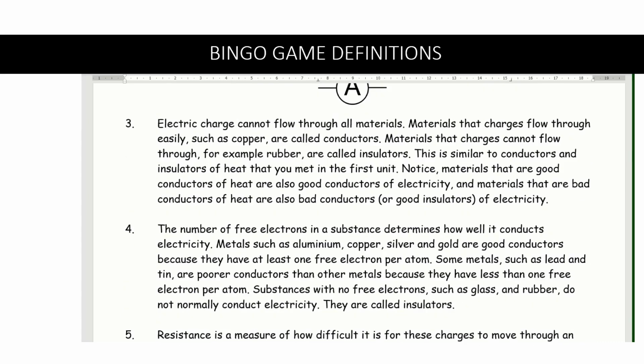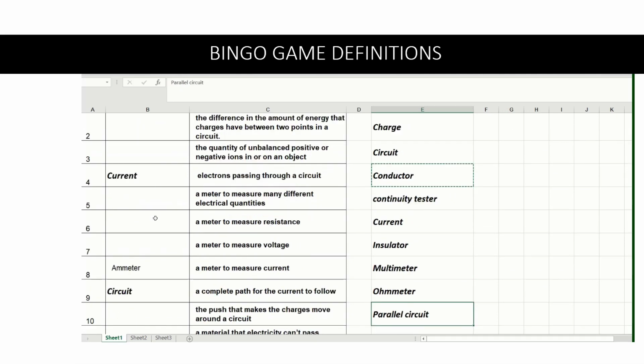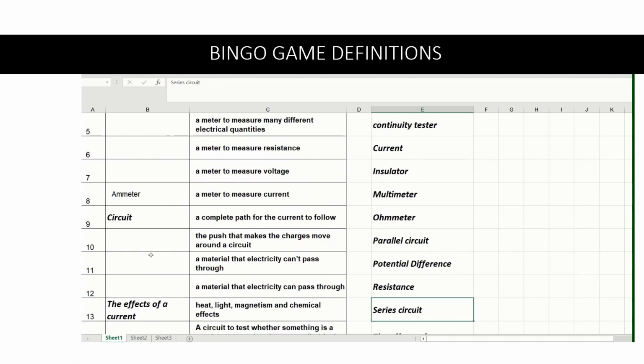Paragraph 3. Electric charge cannot flow through all materials. Materials that charges can flow through easily, such as copper, are called conductors. Bingo! What's that? That's a conductor, and a conductor is a material that electrons can flow through easily. So make sure you get the right one. Material that electricity, or electrons really, we should change that to, can flow through easily.